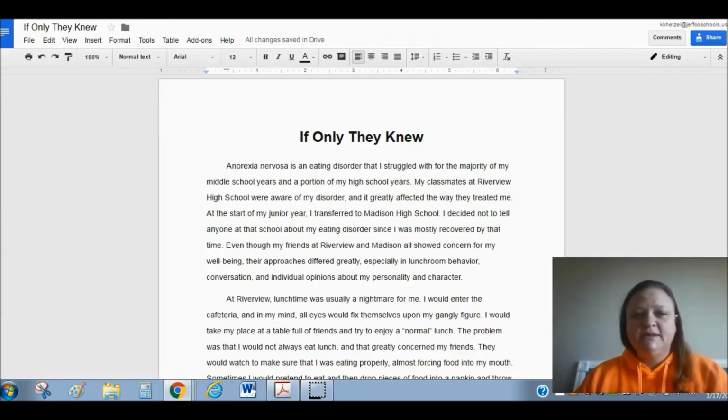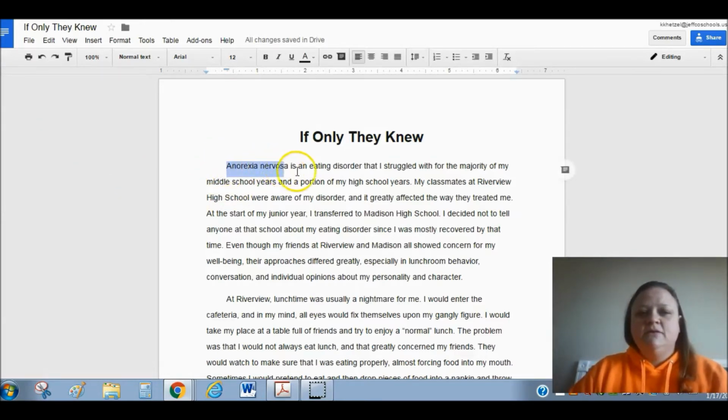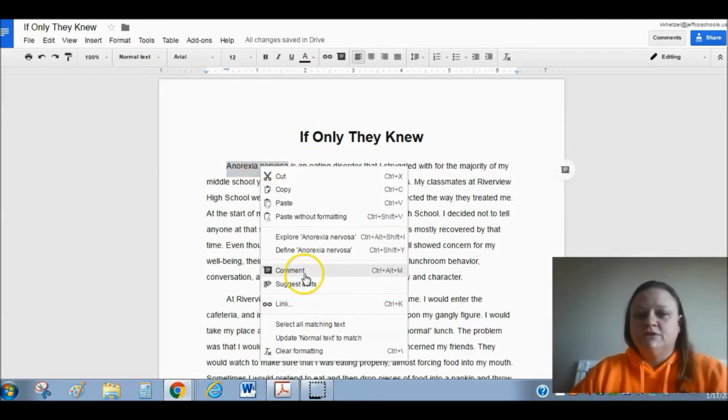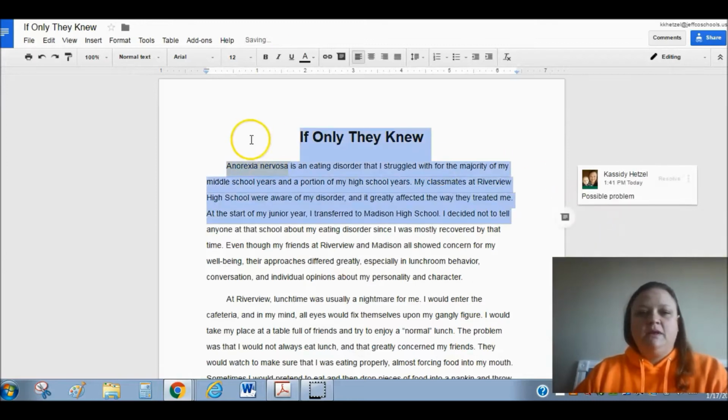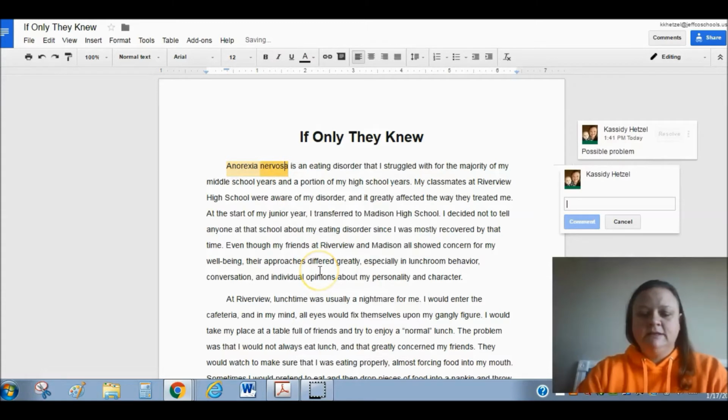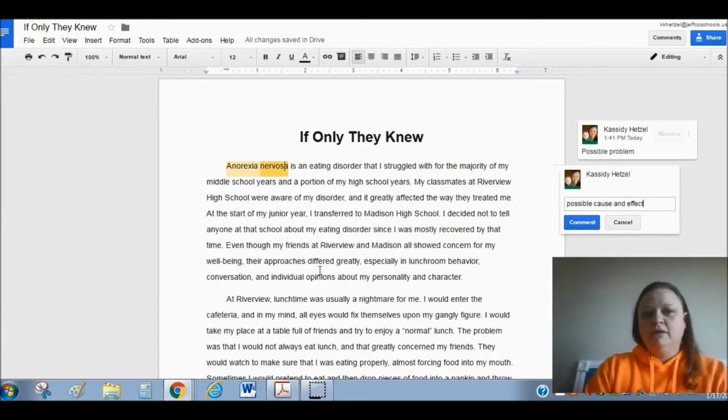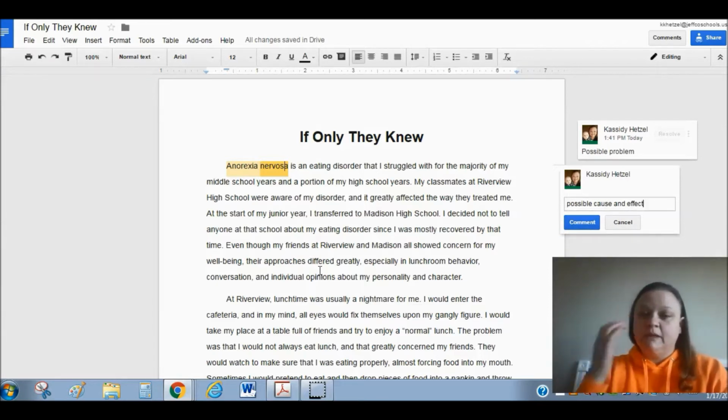As I'm starting to read this, guys, I'm noticing right away that anorexia nervosa could be a couple of different things as far as text structures. This could be a possible problem. This could also be a possible cause effect. Because of anorexia nervosa, something else happened.